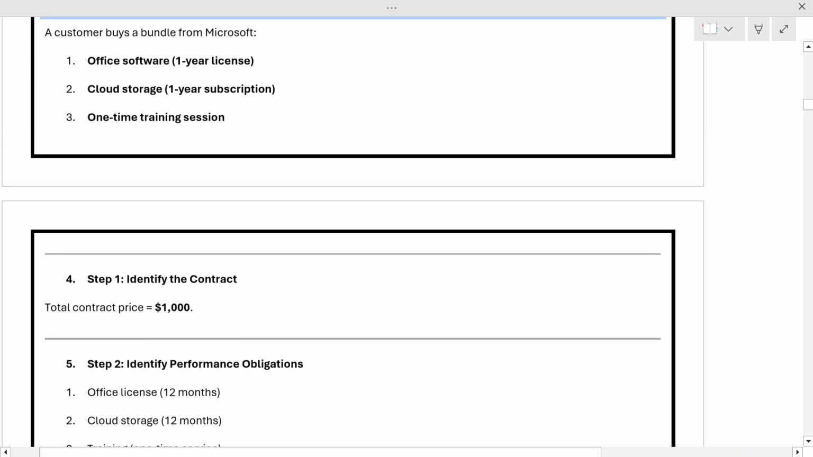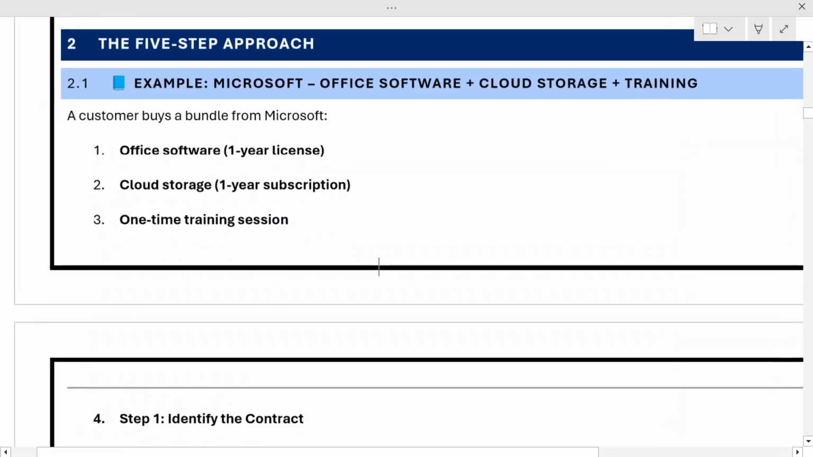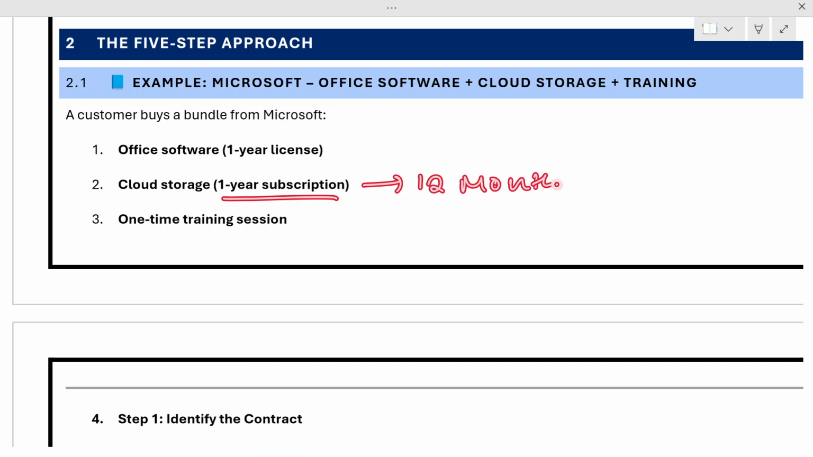Now, let's go through it for an example. For example, a customer buys a subscription for Microsoft. Now, he has taken the subscription for Office software for 1 year license, and along with that, Microsoft has sold cloud storage for 1 year subscription. We can say it's around for 12 months. And after that, there is a one time training session which is being provided by Microsoft.